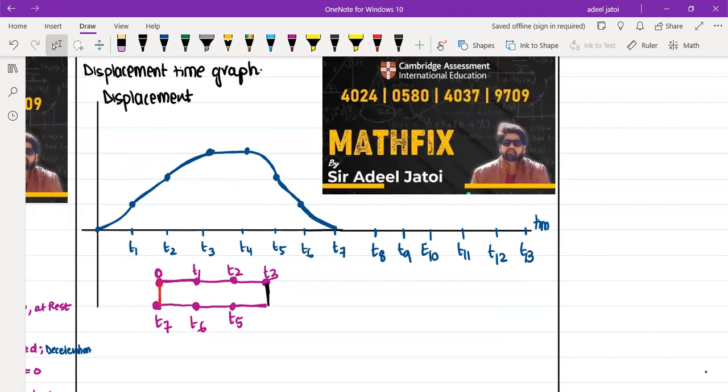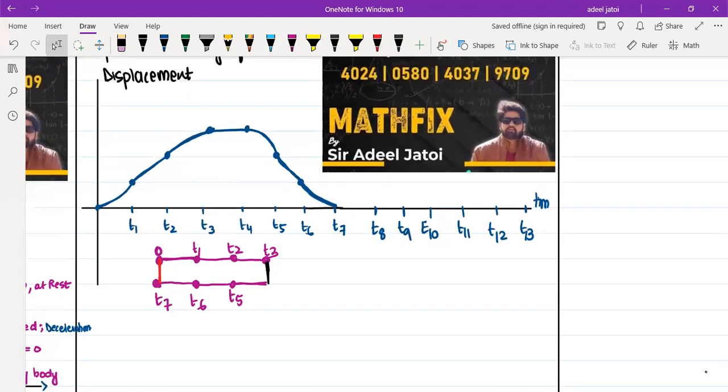Now, what you need to understand is that even though the mean position is there, the mean position will be there. Now, again, there is a rest.